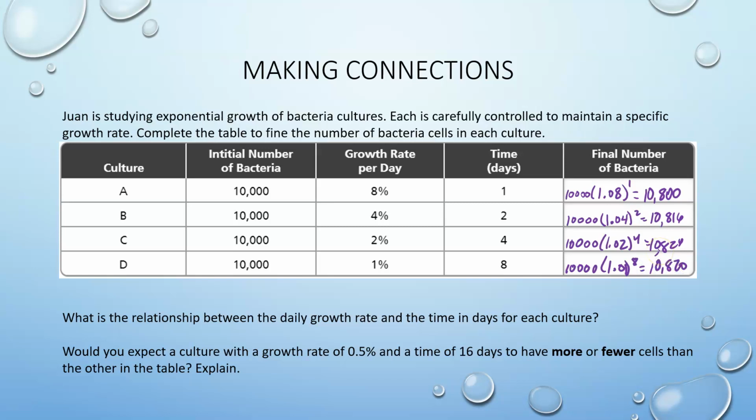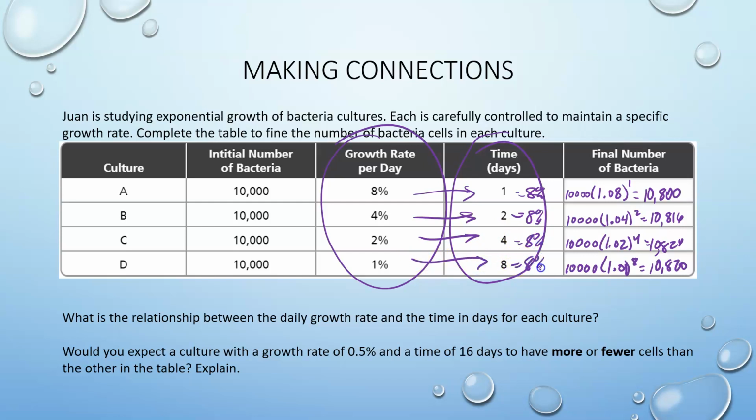Now it says, what is the relationship between the daily growth rate, so that's this table, and the time? Well, what we can see is that if we actually multiply these together, all of them give me 8%. So we changed the growth rate, but every time the growth rate changed, we actually changed the time. So we always got 8% or a decimal of 0.08. Now it says, would you expect a culture with a growth rate of 0.5%, so lower on this table, and a time of 16 days, so again, I'm still multiplying together, I still get 8%, to have more or fewer cells than the others in the table?